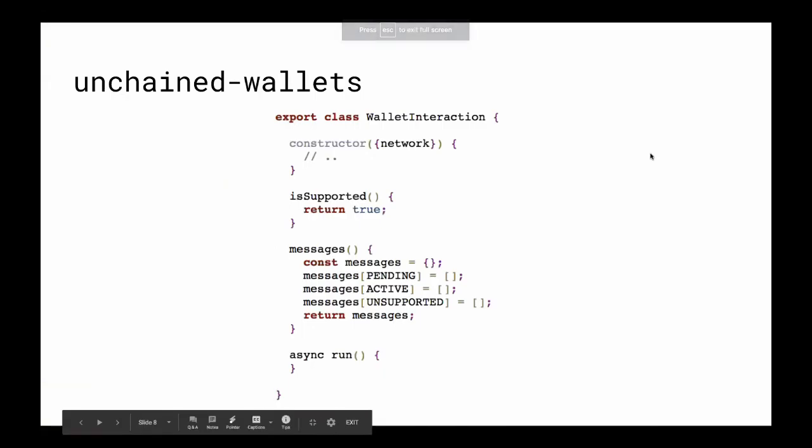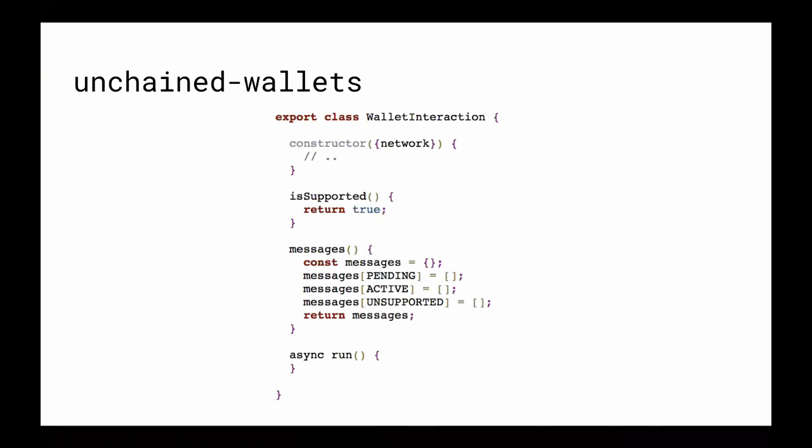the Unchained Wallets library basically works by defining this API structure. It's pretty simple. You have a JavaScript class. You can pass in parameters that matter for the wallet interaction you're dealing with, things like the network, as in this example, or BIP32 paths, or keys, or inputs, whatever it is you're trying to wrap. There's a concept of supported or not supported. There's a messages data structure, which returns messages for various possible states of the wallet.